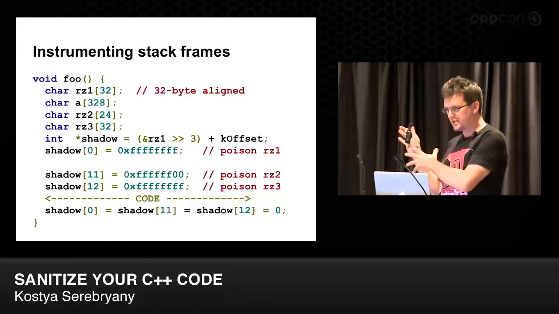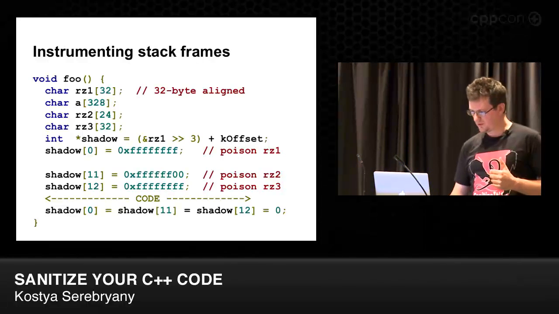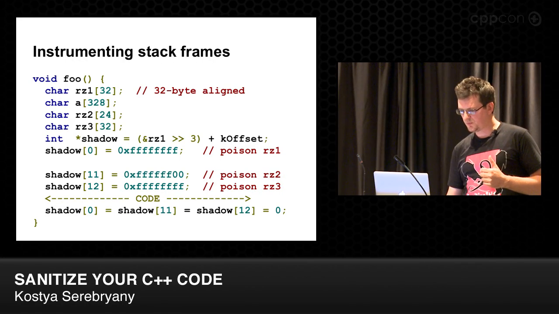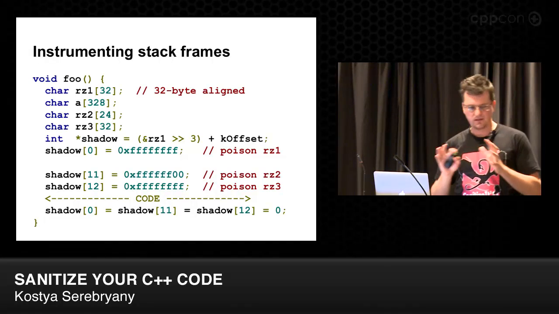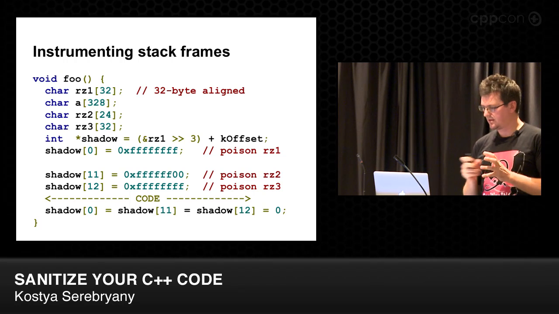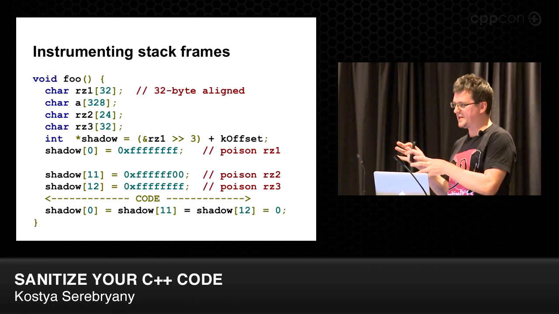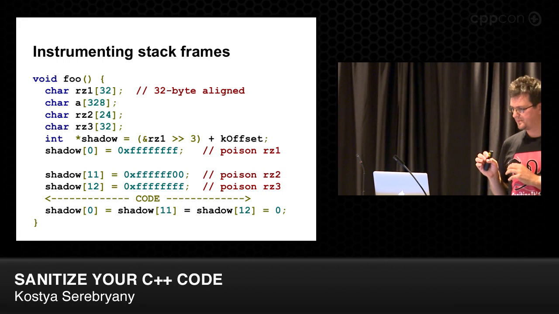We don't do it on the source level, but we do it in the compiler. So we put a red zone at the left, we put a red zone at the right. They have some alignment requirements for better performance. Then we compute the shadow of the red zones, and then we just put some special kind of garbage into those red zones.